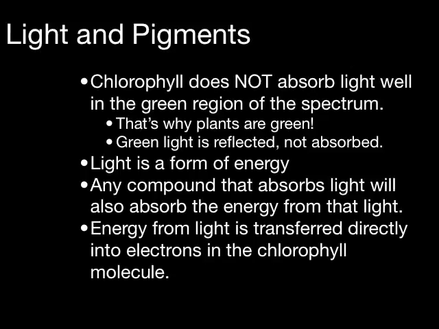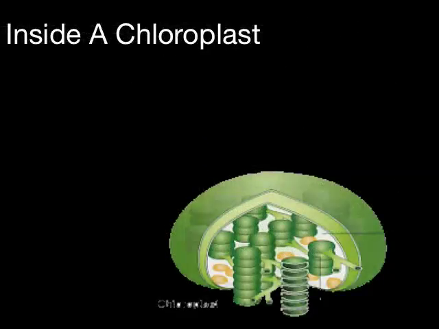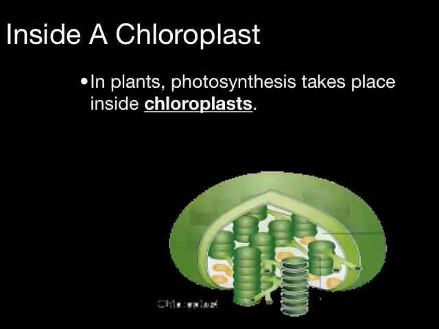Now that we know a little bit more about how light interacts with a plant, let's take a look at where photosynthesis is going to be occurring. On leaves, within the cells of a plant, you have these tiny packets called chloroplasts. These chloroplasts are the site of photosynthesis in plants.